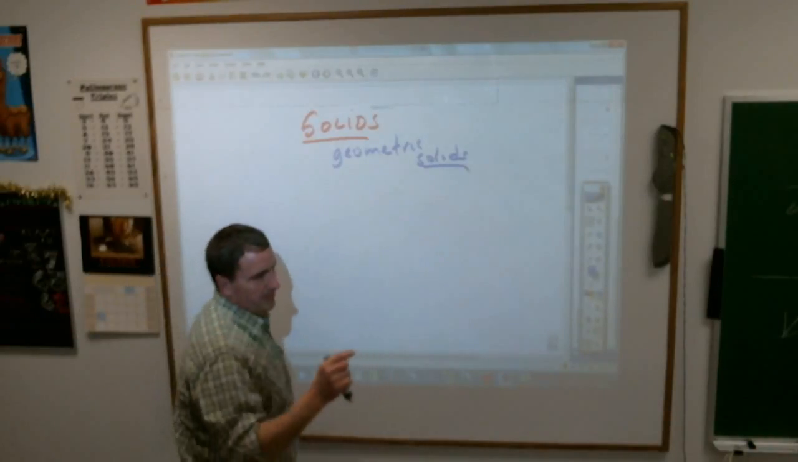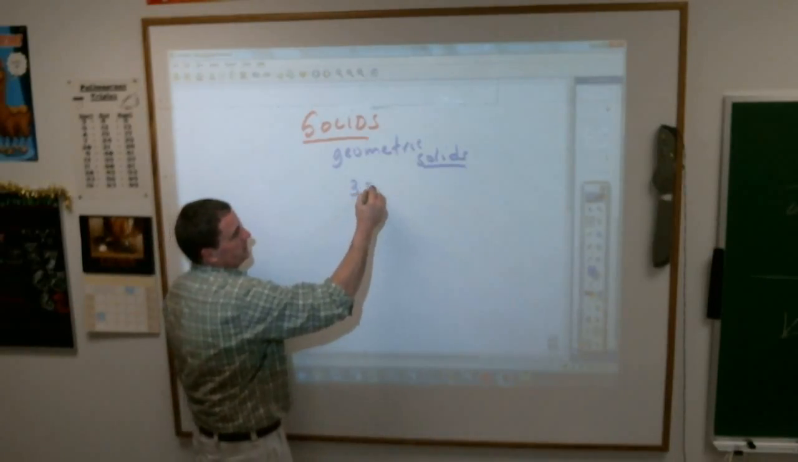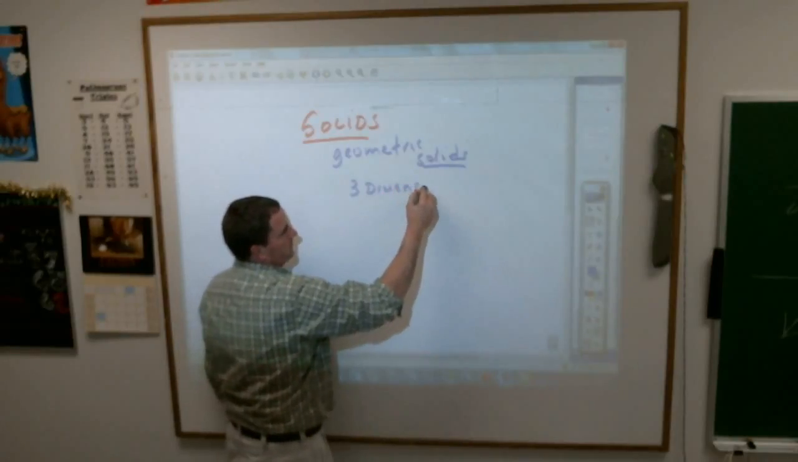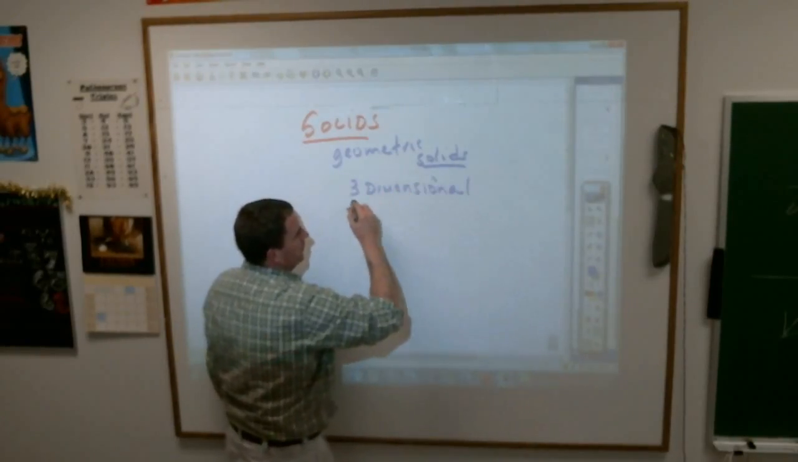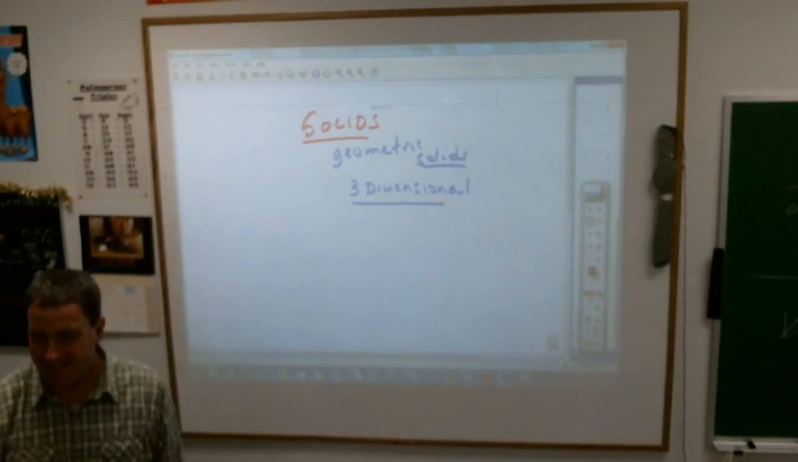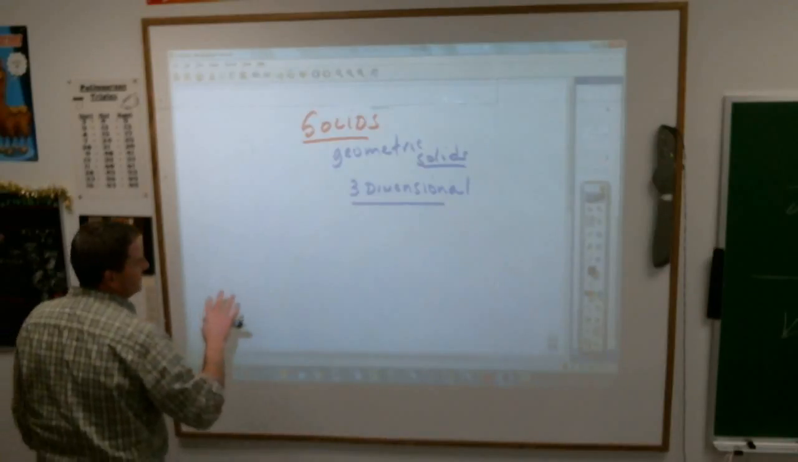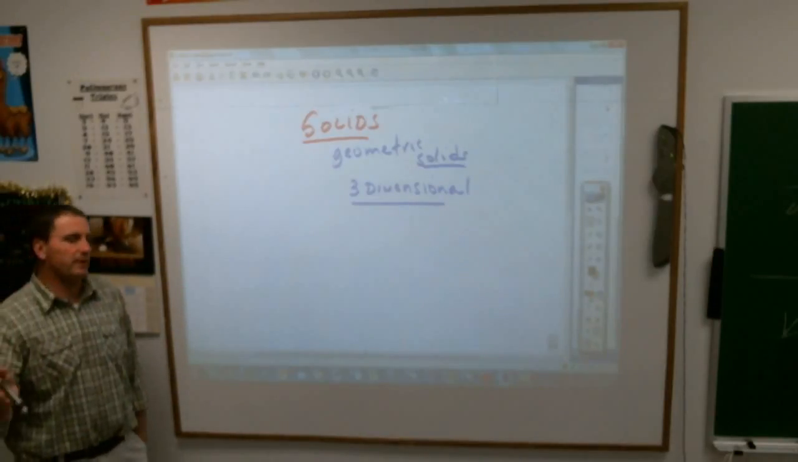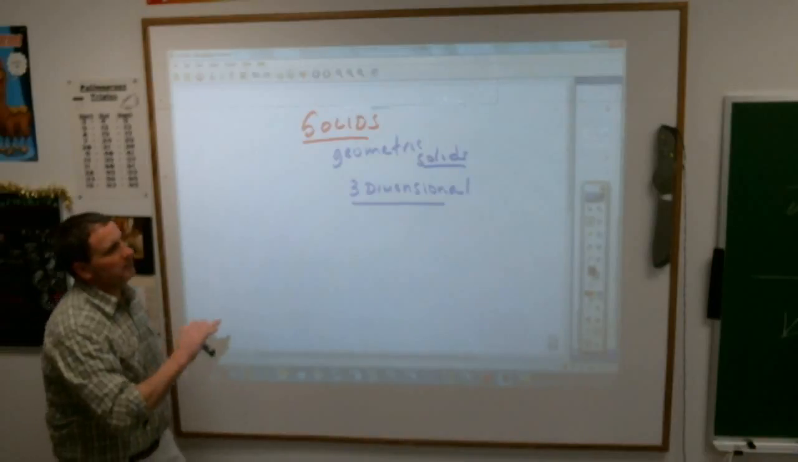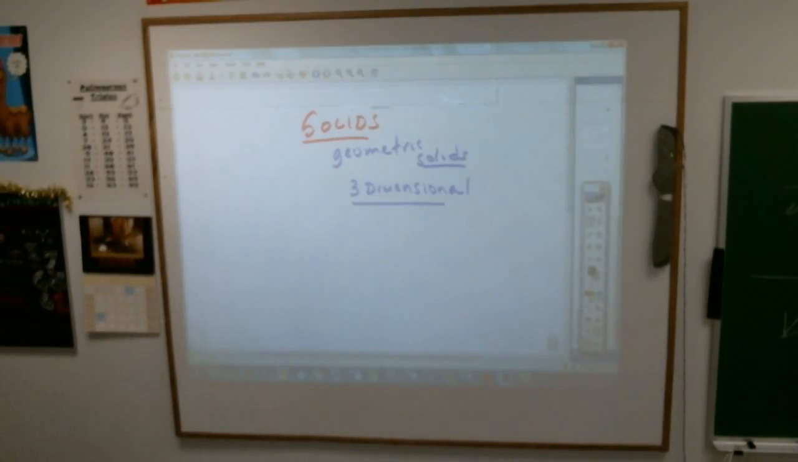What is a geometric solid, ladies and gentlemen? It's nothing more than a three-dimensional shape. We have been talking about, was it yesterday we talked about polygons? Remember, a polygon is a two-dimensional shape. A square, a rectangle, those things. Today we get introduced to three-dimensional shapes. They are the solids. They're kind of fun to draw. Sometimes interesting.